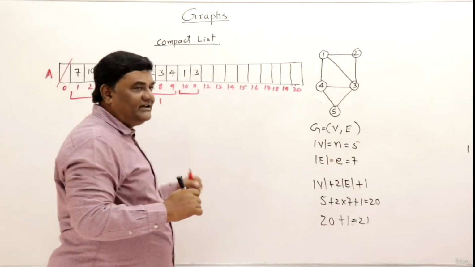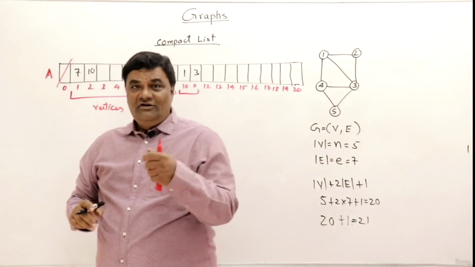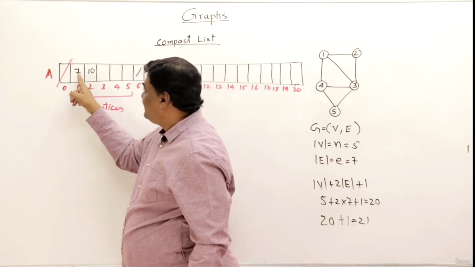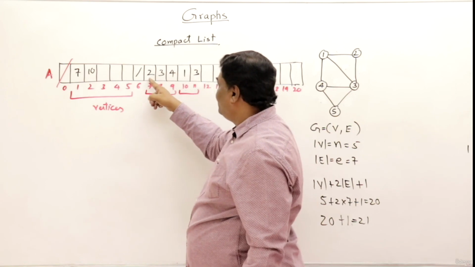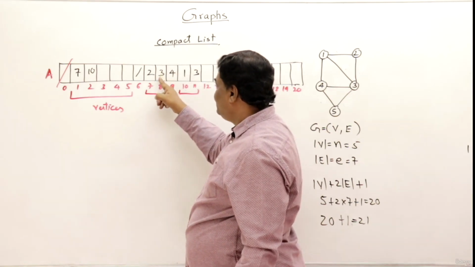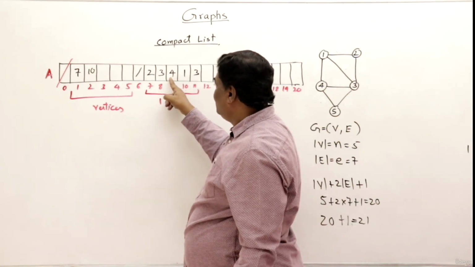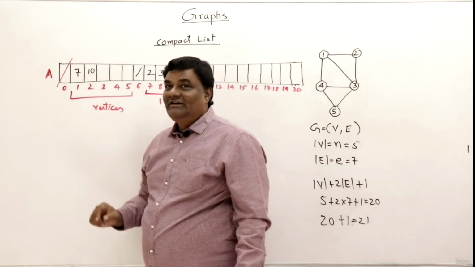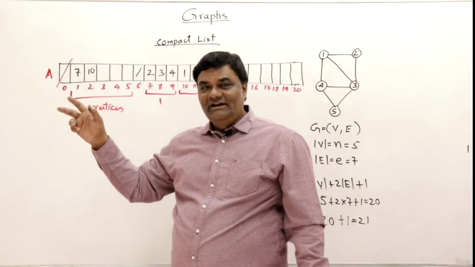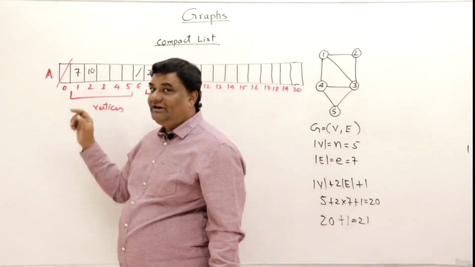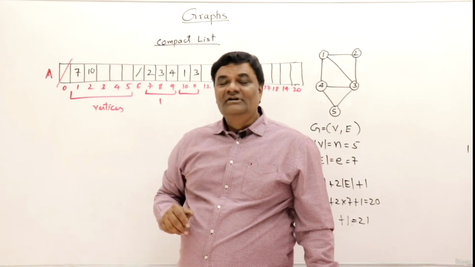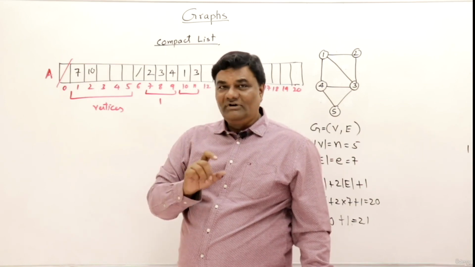Now, as we have 7 and 10, observe this. The adjacent vertices of 1 are starting from 7 onwards. Okay, 7, 8, 9, stop. Why? Because the next location belongs to 2. So 7 and 10 together give the starting and ending point for vertex 1. So that's how we keep the starting index of the adjacency list of vertices.